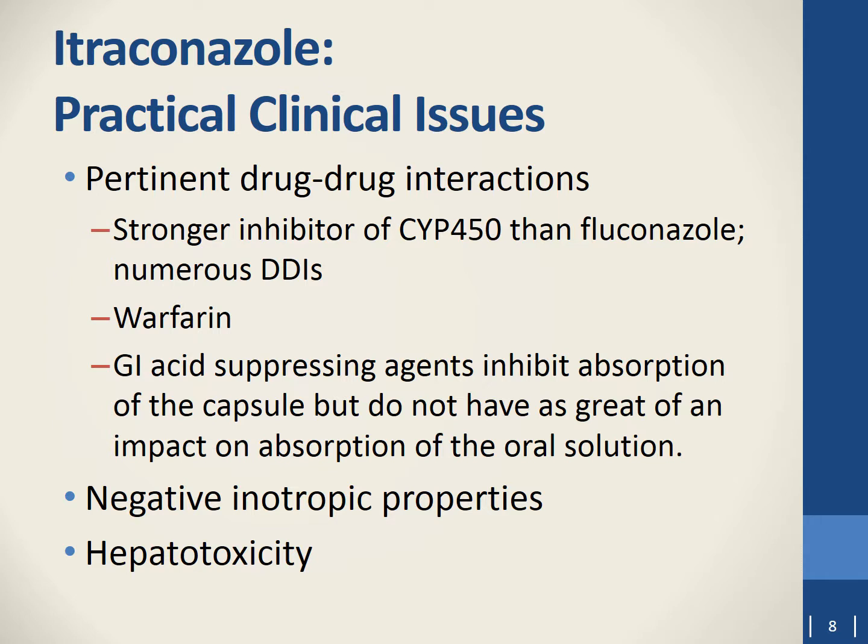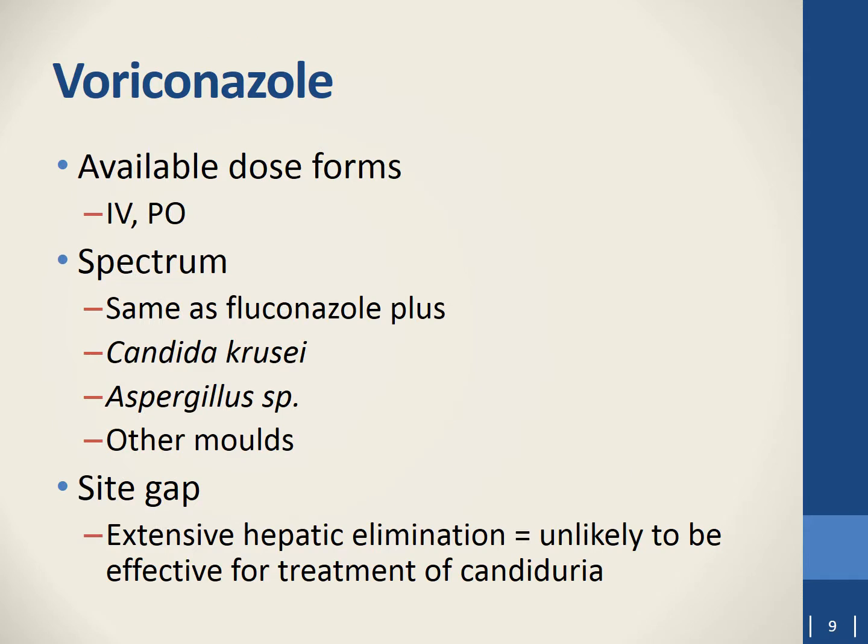Another thing that's a little interesting, I think, about this drug is that it does have some negative inotropic properties. So it's actually recommended to be avoided in patients with advanced or unstable heart failure because it can cause some negative inotropic effects. And so if they already have a low ejection fraction or they're somewhat fragile, this can potentially tip them into an acute failure. And finally, like fluconazole, because this is hepatically metabolized, it can cause an elevation in LFTs and hepatotoxicity.